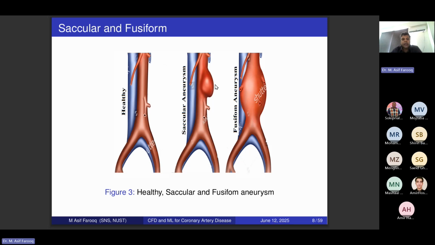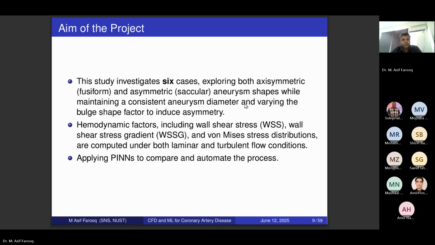Here you can see the healthy aorta, and then the aneurysm, which is the one-sided aneurysm. And then we have a football-type aneurysm, American football, which is the axisymmetric aneurysm. We will talk about these two aneurysms in this presentation.